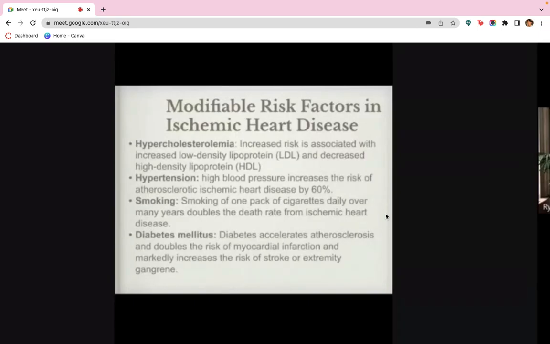And then we have your hypertension, or your high blood pressure, which increases the risk of atherosclerotic ischemic heart disease by around 60%. So both your systolic and your diastolic are important and independent of the risk factors. And of course, we have your DM, or your diabetes mellitus, which accelerates your atherosclerosis and doubles the risk of myocardial infarction and increases the risk of stroke or extremity gangrene.